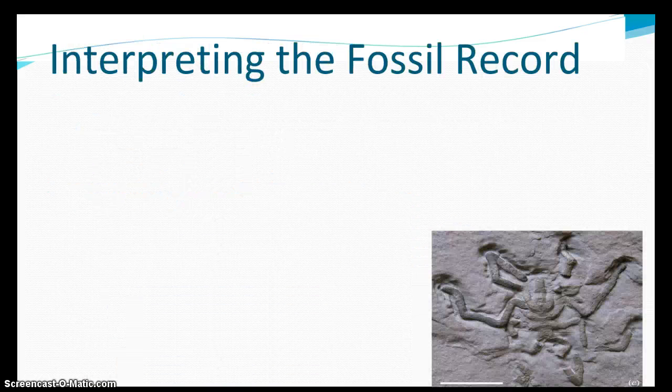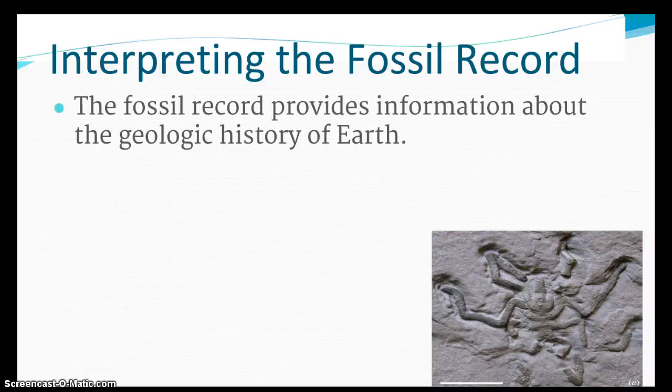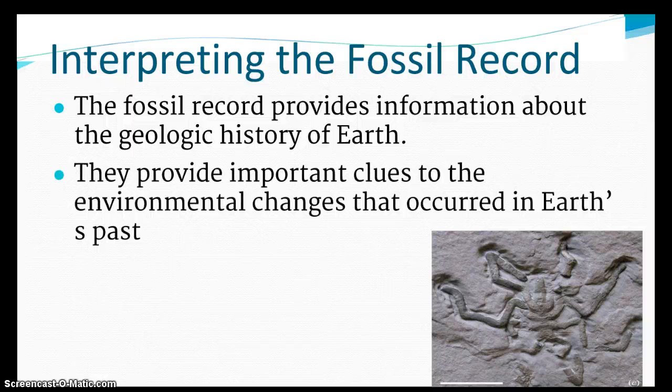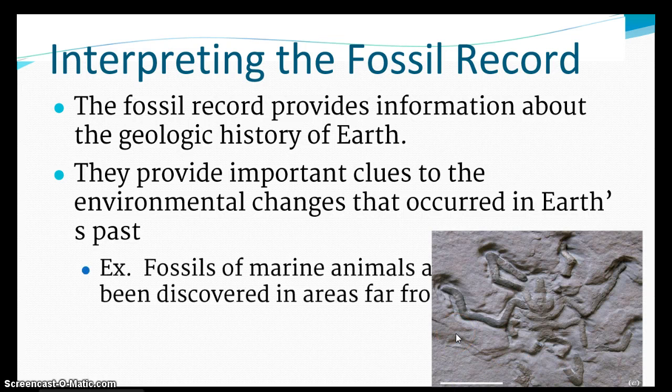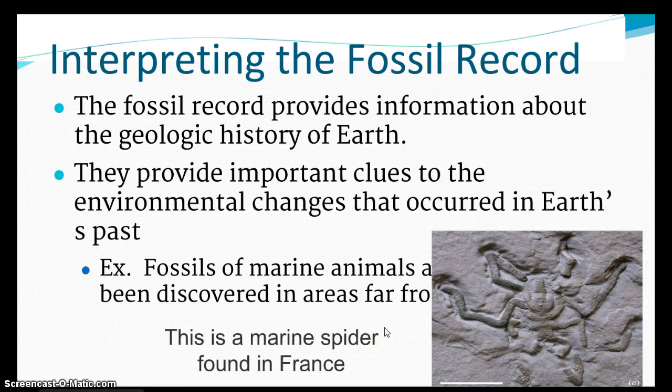And interpreting the fossil record can be really interesting. It gives you information about the geologic history of Earth, and it gives us important clues to environmental changes that have happened in Earth's past. So this picture right here is actually a marine animal, a marine spider that was discovered in France and the mountains of France. So we know that the Alps are not near the ocean right now, but it tells us that at one point they were underwater.